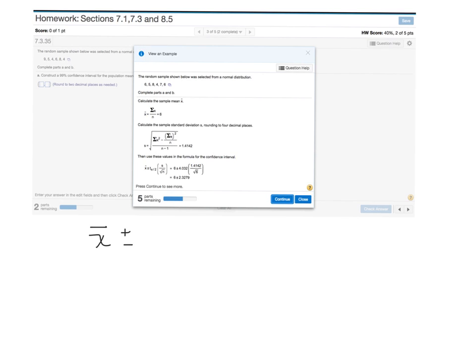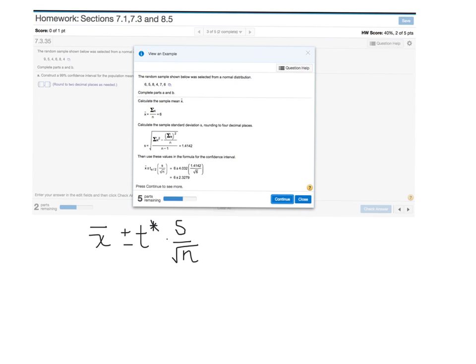Your margin of error is determined by taking t star, that's called your critical value in the t distribution, and multiplying that by the standard error, which is found by calculating the sample standard deviation divided by the square root of n. So first, the mean is found easily by taking each value of your random sample, adding them up, and dividing by 5.